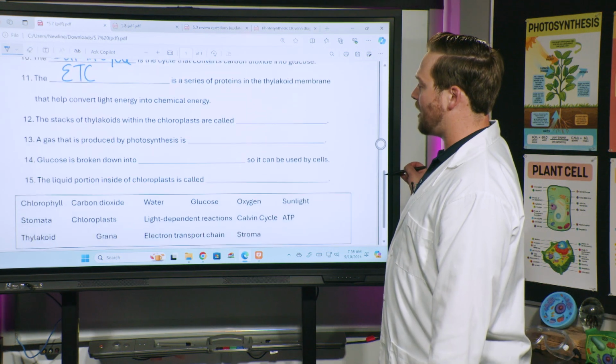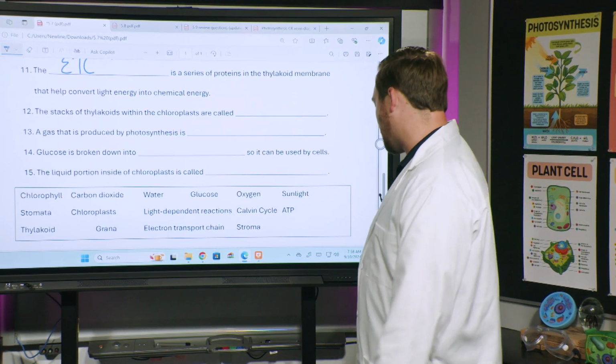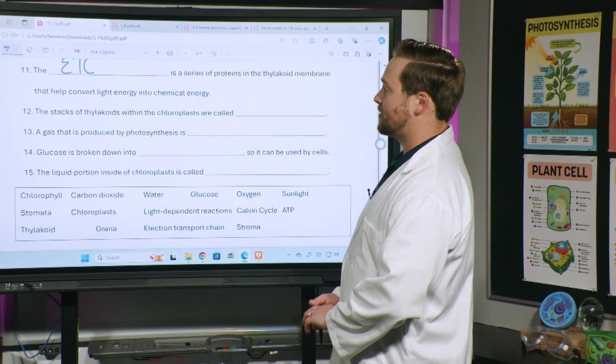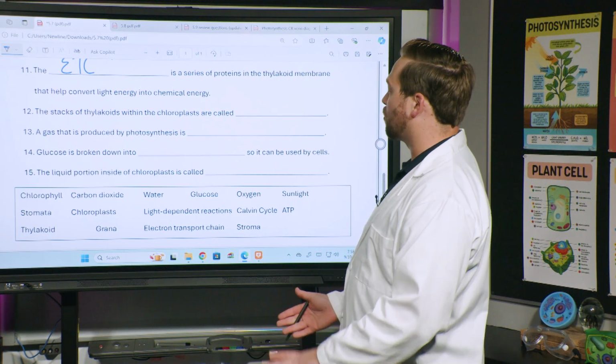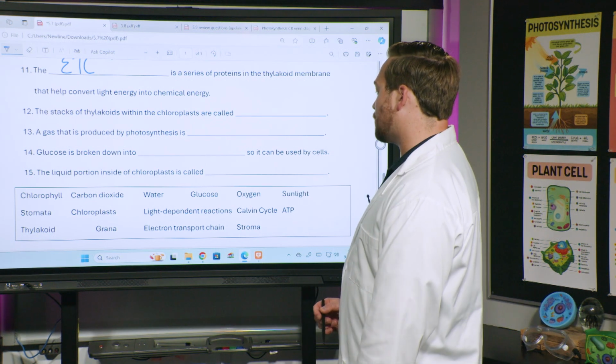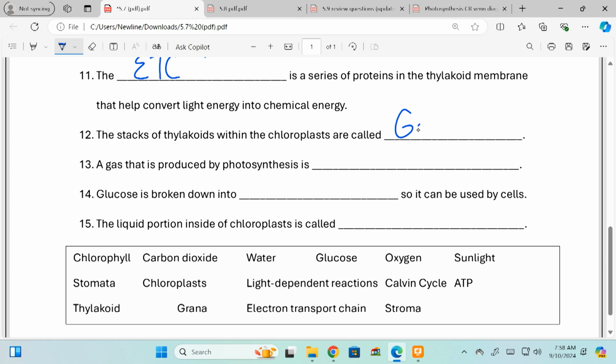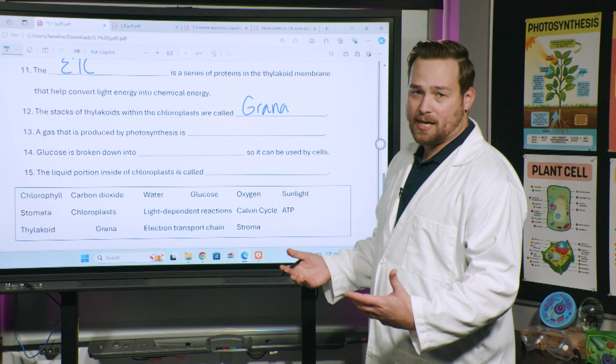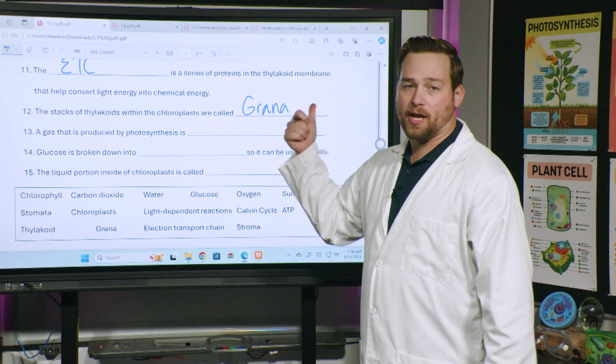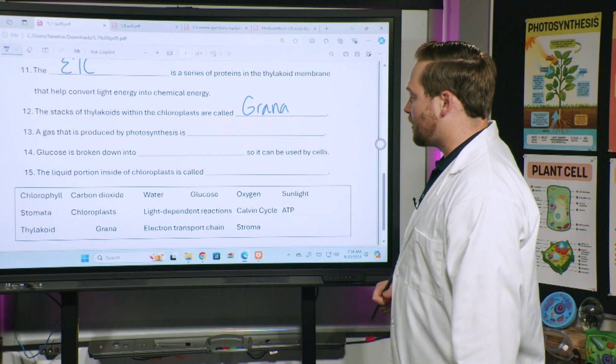So let me scroll down, and we'll knock these last couple out. So 12 says, the stacks of thylakoid within the chloroplast are called what? Well, these are called grana. Okay? If each thylakoid membrane is a pancake, then a stack of pancakes is called a grana. Okay? Let's go to the next one, 13.